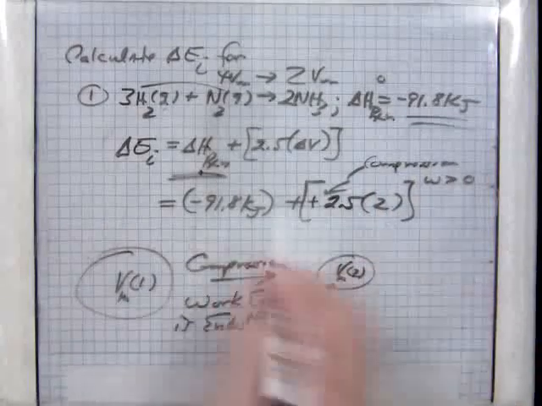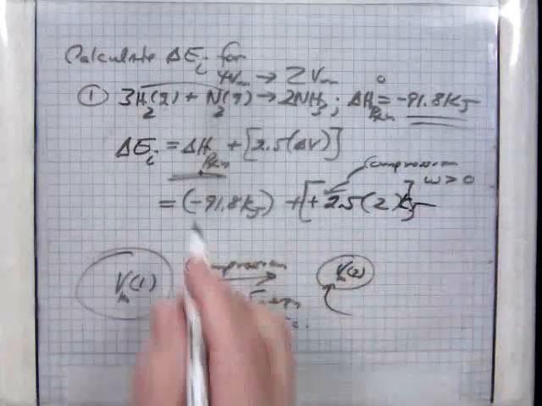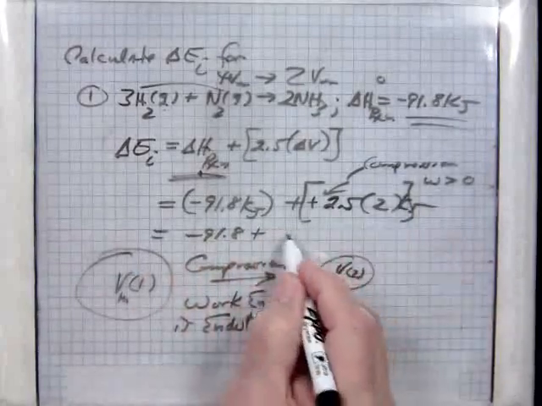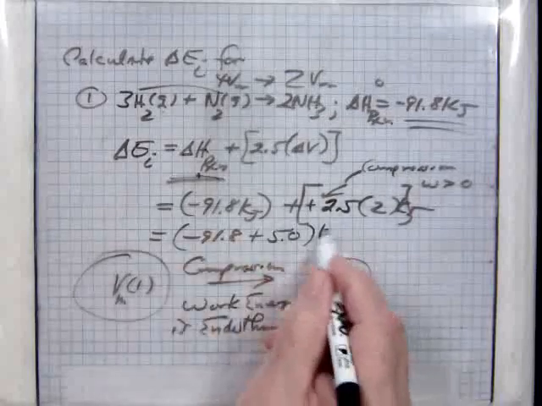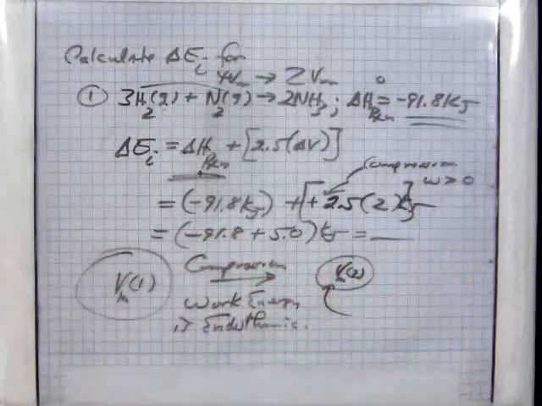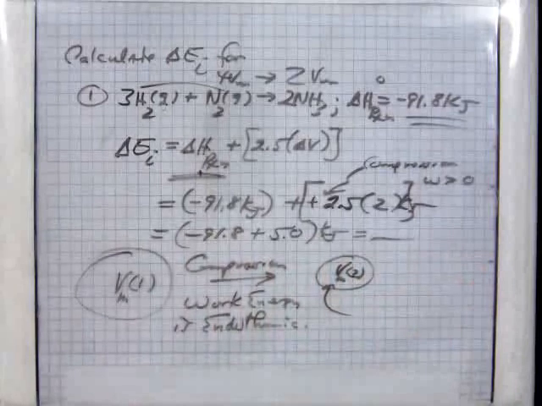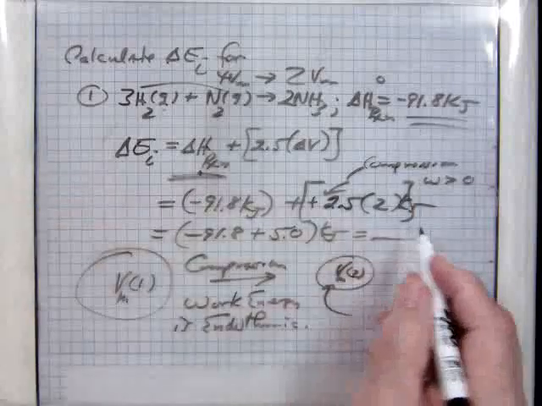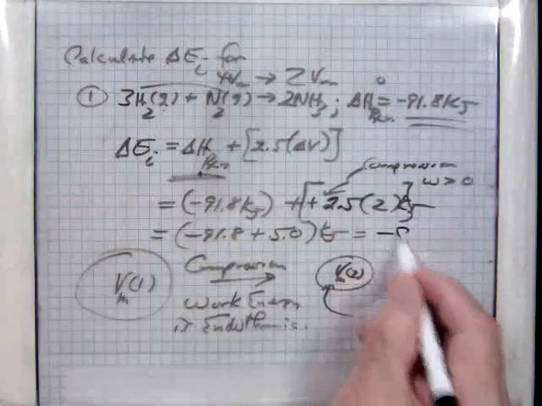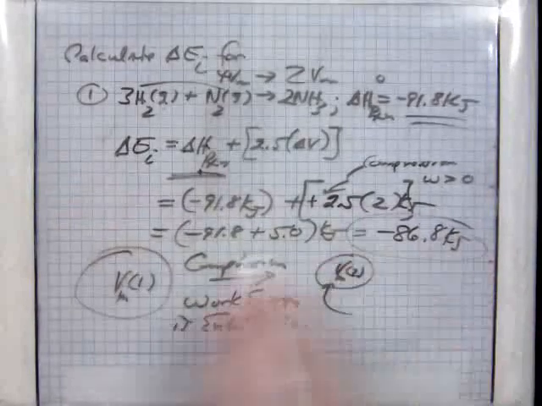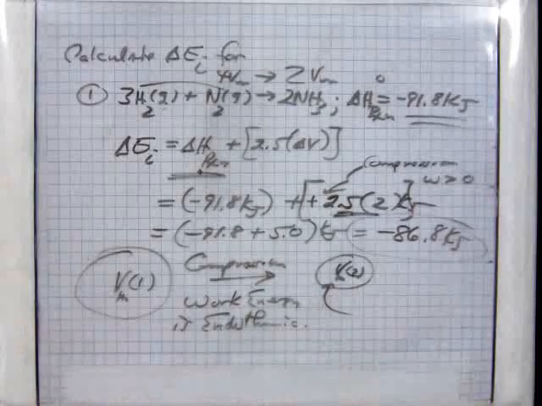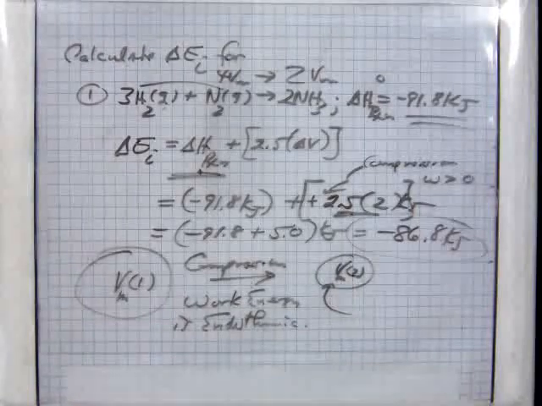Now, this comes out in kilojoules also, so it's a minus 91.8 plus 5.0 in kilojoules, and whatever that comes out to be, 86 something, I guess. Yeah, 86.8, minus 86.8 kilojoules. Now, that's a small number. That's why, for the most part, people just put delta H's in books, because this is not going to make a big difference. But it is real in terms of the thermodynamic analysis.